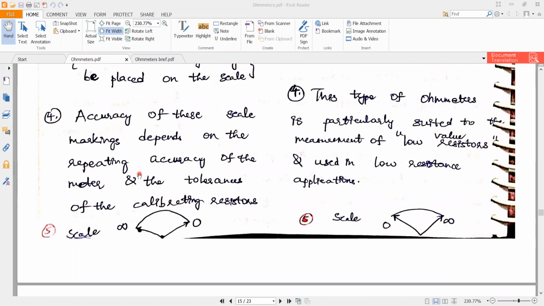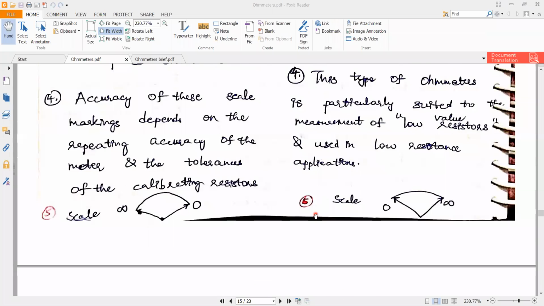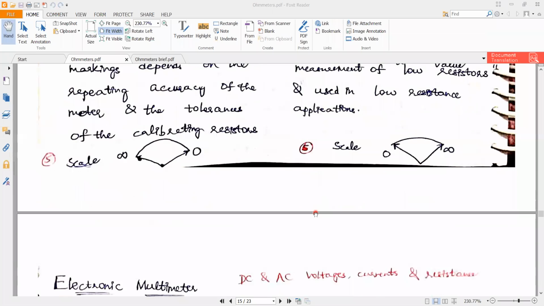Series type is for high value of resistance, and shunt type is for low value of resistance. Okay. This is the difference between series type and shunt type of ohm meters.